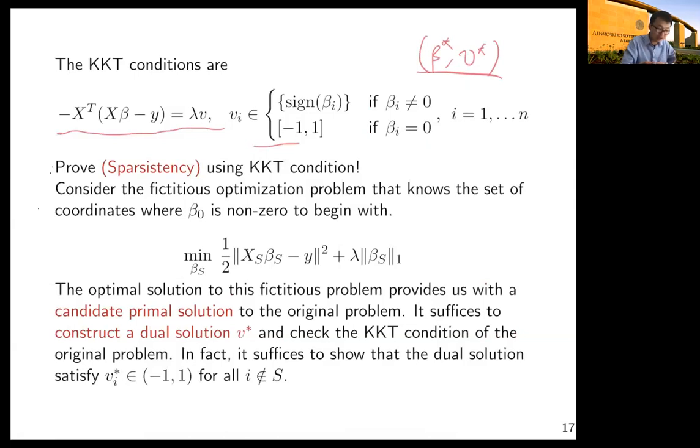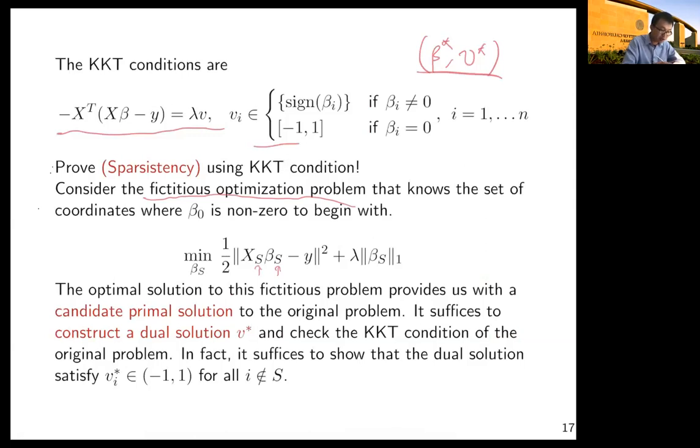So how do we construct that? A typical approach is to construct that using optimization as well. We can consider the so-called fictitious optimization problem that looks at all the variables in the data matrix that correspond to only the non-zero elements. Let's call this set S the support set, and then optimize only over the support set. This problem is fictitious because you can't really solve it, but we don't need to solve it. All we want is to construct the existence of a solution and show its property.